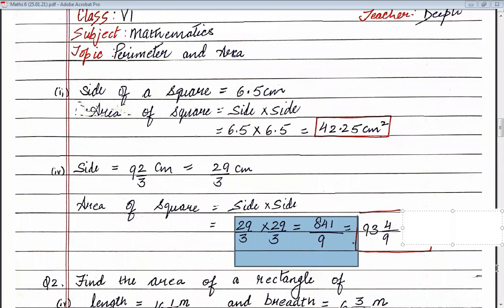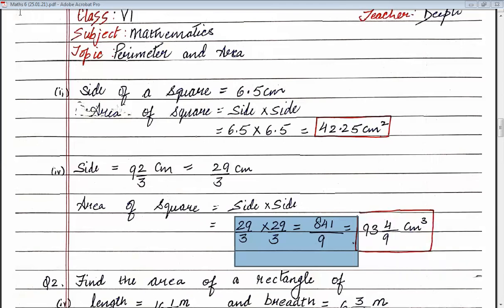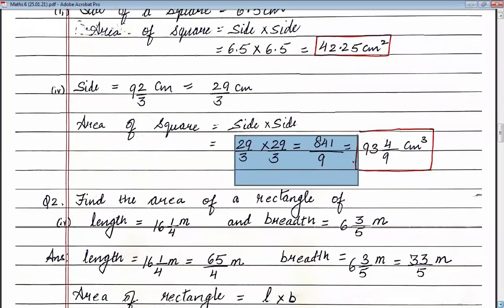Now, children, you have to convert it into mixed fraction also. Okay, so you can write that it is 93 4 upon 9 centimeter square, or you can say that it is square centimeter. It is one and the same thing. Now, I hope children you are clear with the second part also. Now, let's move on to our question number 2.